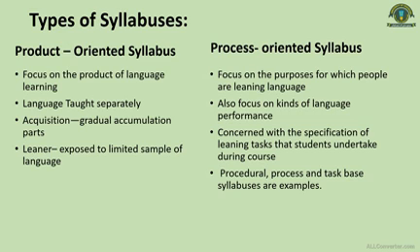That type of syllabus is focused not on what the student will have accomplished on completion of a program, as in the product-oriented syllabus, but on the specification of learning tasks and activities that he or she will undertake during the course. Examples of this syllabus are the procedural syllabus, process syllabuses, and task-based syllabuses, which are the best examples of process-oriented syllabuses.